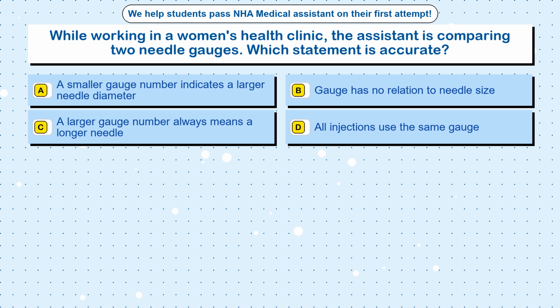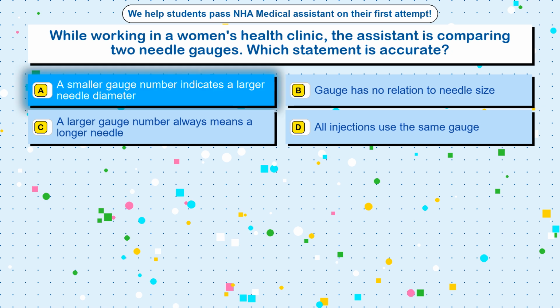Question 60. While working in a women's health clinic, the assistant is comparing two needle gauges. Which statement is accurate? Option A. A smaller gauge number indicates a larger needle diameter. Option B. Gauge has no relation to needle size. Option C. A larger gauge number always means a longer needle. Option D. All injections use the same gauge. The correct answer is option A.